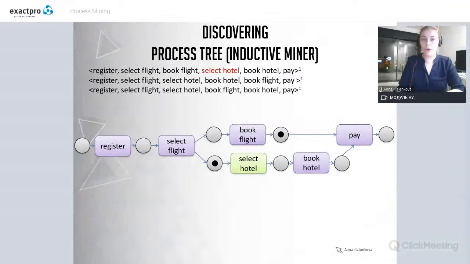Now we have only one activity, select hotel, that is enabled. Why can't we enable pay here? Because pay waits for two tokens in its input places, so it's a kind of synchronizer here. Okay, so we fire select hotel. Now please also take a look at the event log. So we move synchronously in the event log and in our Petri net.